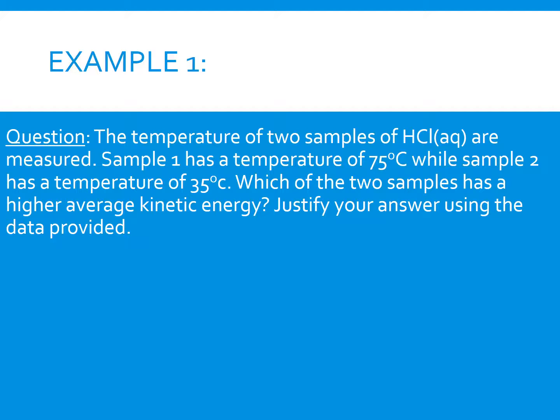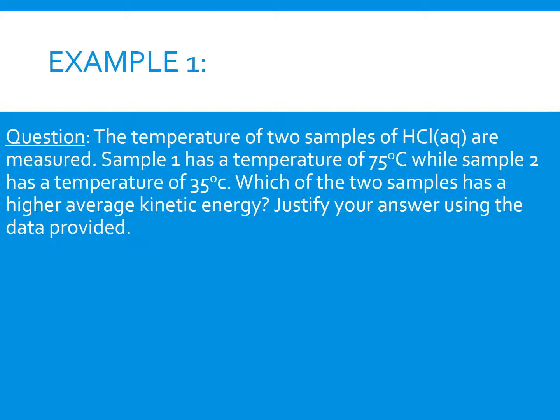So let's just talk about what we see here. First of all, the data that's provided is the temperature of the 2 samples. So sample 1 has a temperature of 75, sample 2 has a temperature of 35. The connection that you're going to be required to make is between how temperature is related to average kinetic energy. So that's the basic principle of chemistry that you would need to apply here. So I'm going to ask you to pause the video at this point, think about how you would answer this question, and then you can press play, and I'm going to go over mine right now.